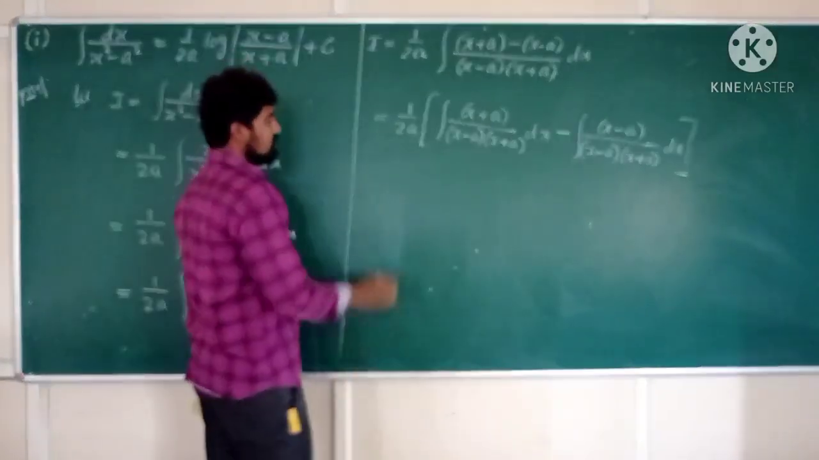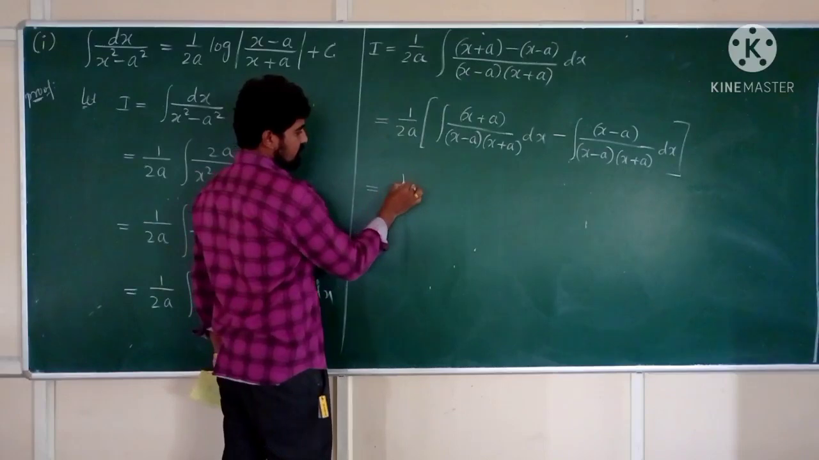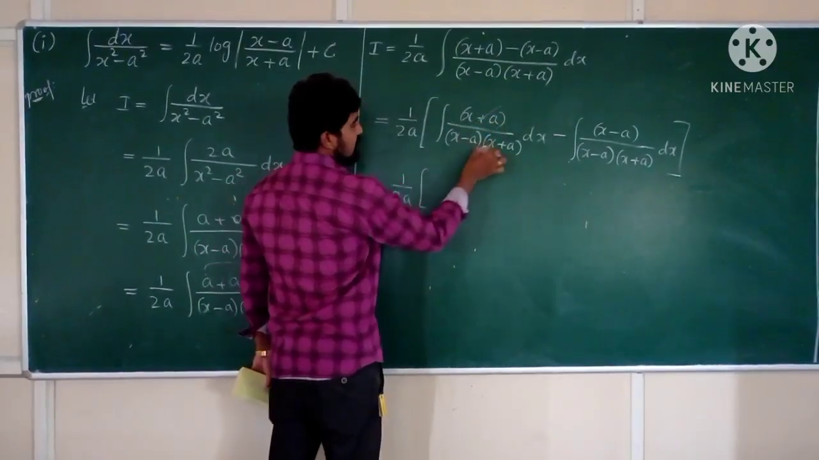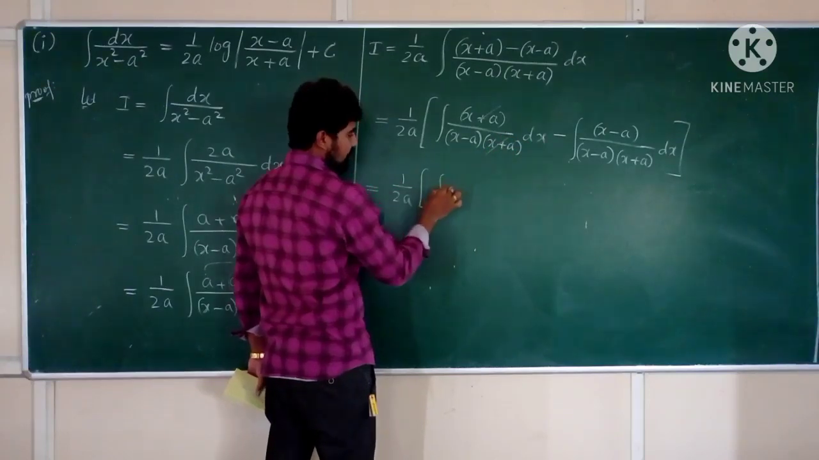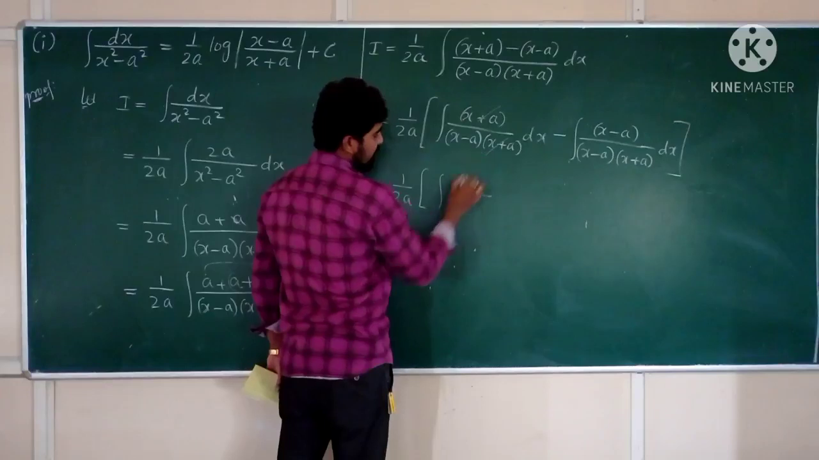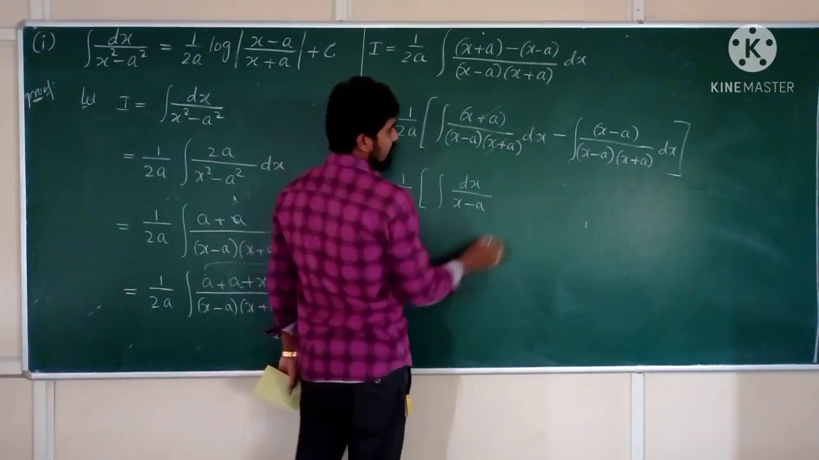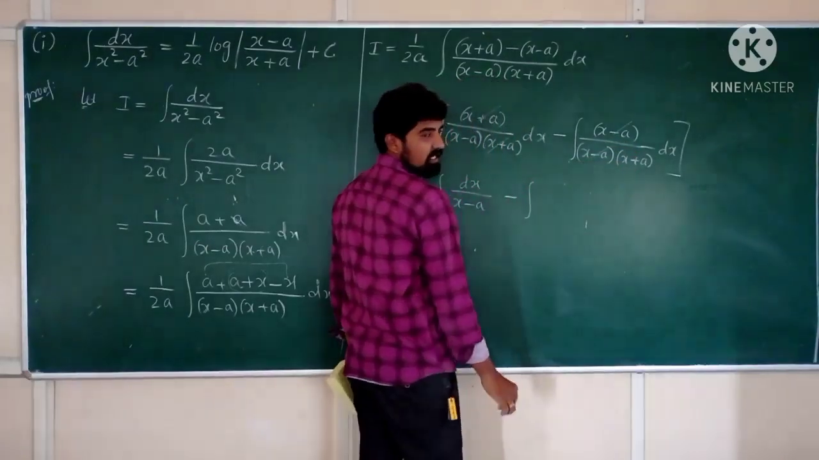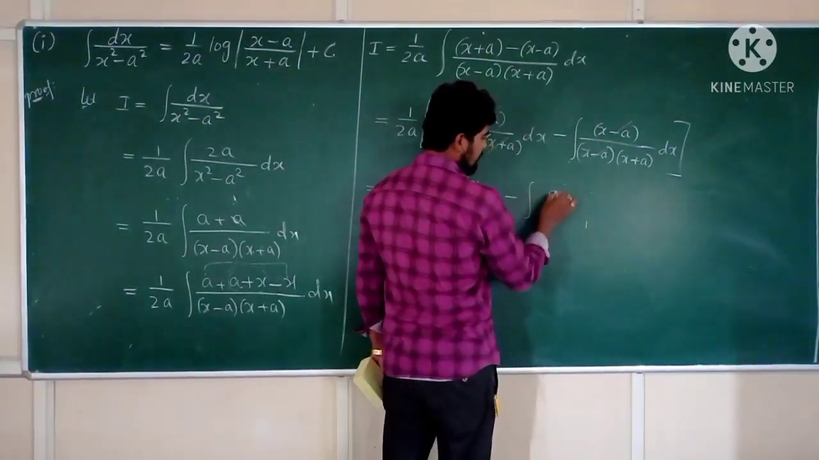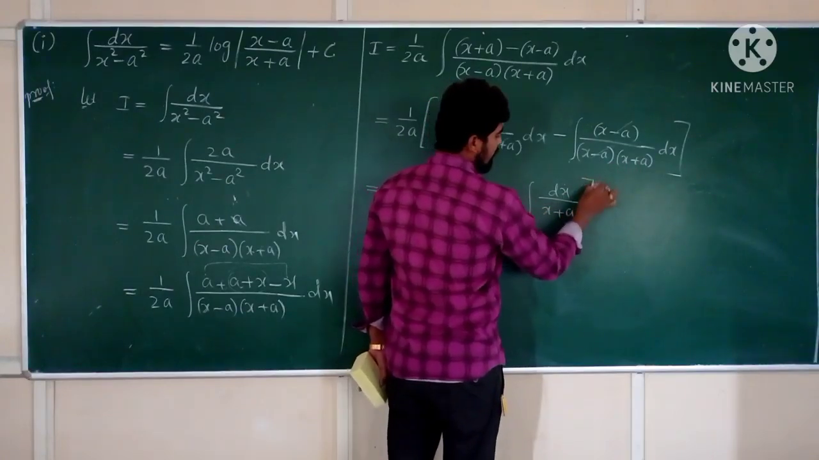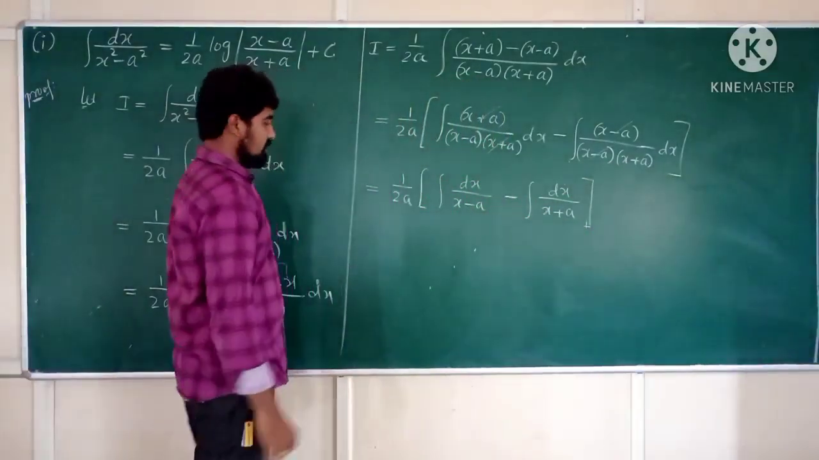I hope all of you understand. Now it is equal to 1 by 2a into, here x plus a get cancelled. Remaining integration of 1 into dx is dx divided by x minus a, minus integration of, here x minus a get cancelled. Remaining 1 into dx is dx divided by x plus a. I hope all of you understand it.